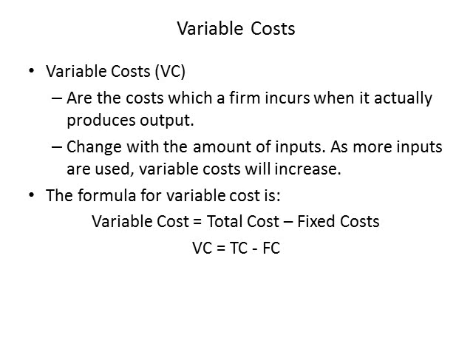Variable costs, sometimes abbreviated VC, are the costs that the firm incurs when it actually produces output. As the amount of inputs, like labor, used by the firm increases, the variable costs will also increase. For example, the wage rate for a worker is $25 per hour. So one worker will cost the firm $25, 2 workers will cost the firm $50 an hour.